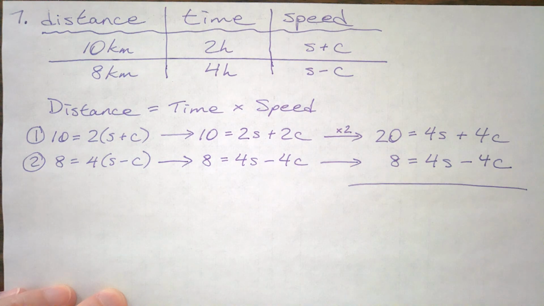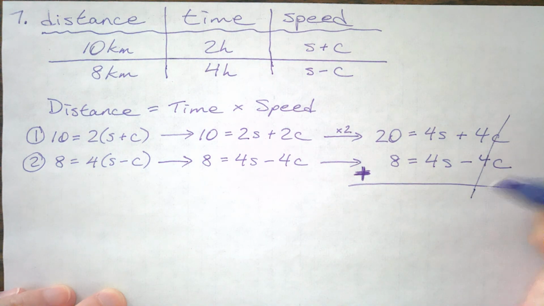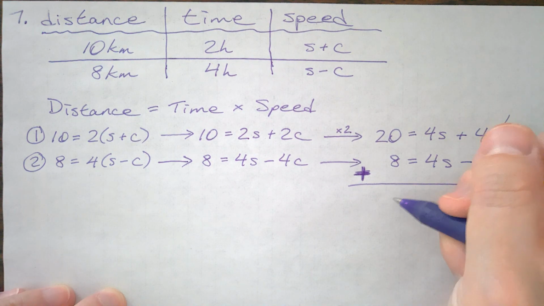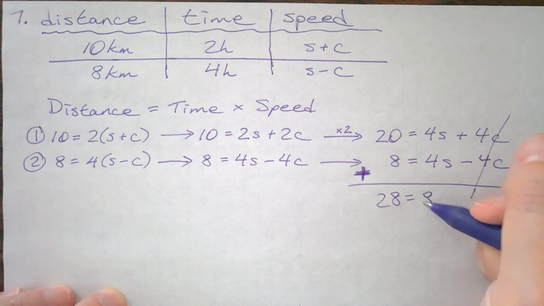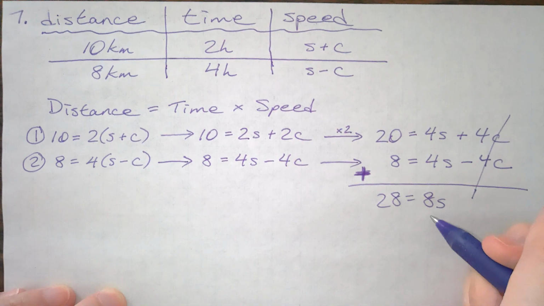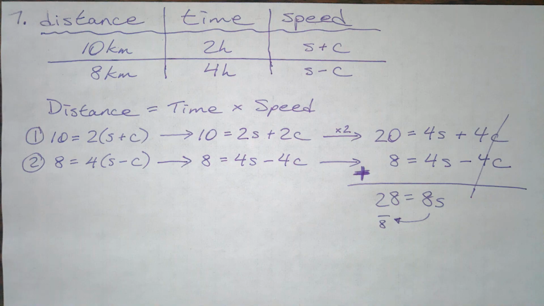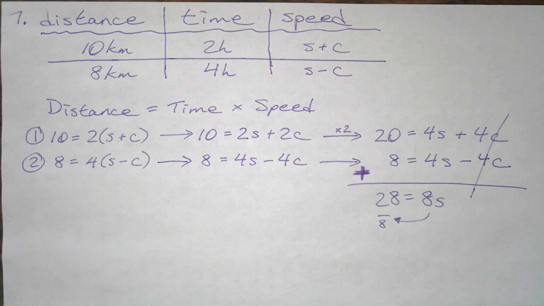Should I add or subtract the equations then? Add, that's right. So 4C plus negative 4C, that's gone. Leandro, 20 plus 8, and then 4S plus 4S. So 28 equals 8S, and 28 divided by 8 is 3.5.